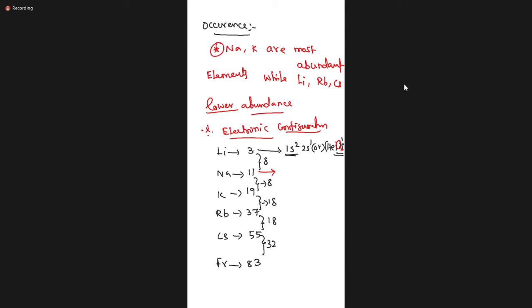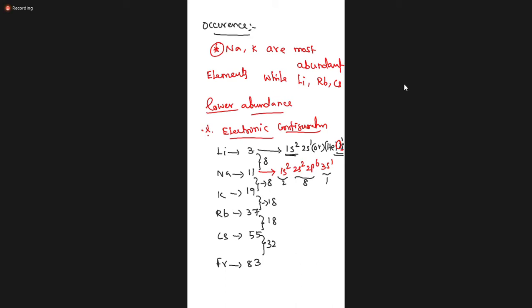And sodium, what is the general outermost electronic configuration? Can anyone tell me, please? Sodium electronic configuration. What is sodium? 2, 8, 1. You need to tell it like this: 1s2, 2s2, 2p6, 3s1. You should not just say 2, 8, 1. See, this is 2, this is 8, this is 1. So 1s2, 2s2, 2p6, 3s1.